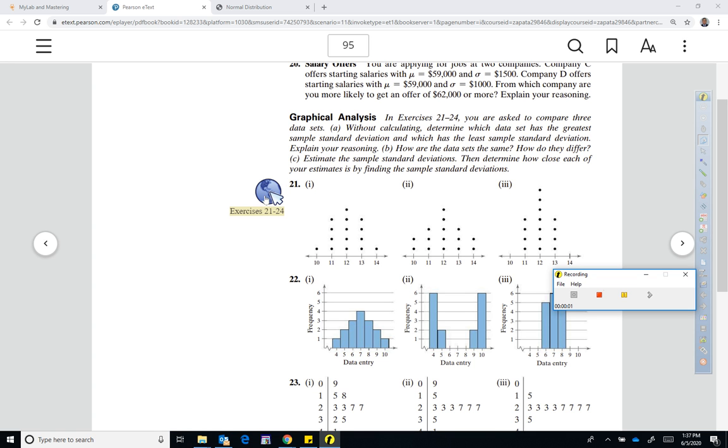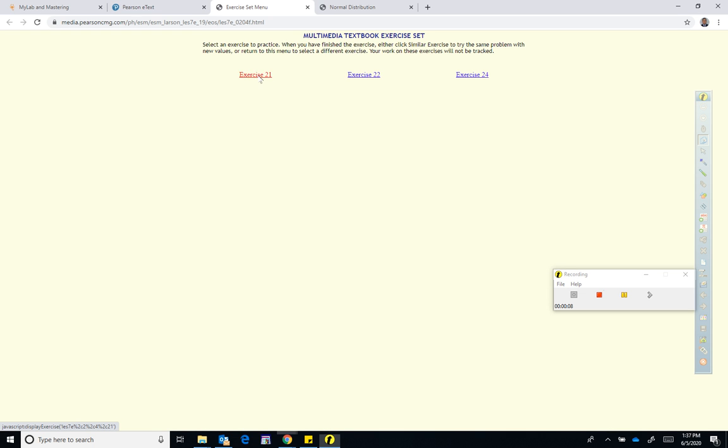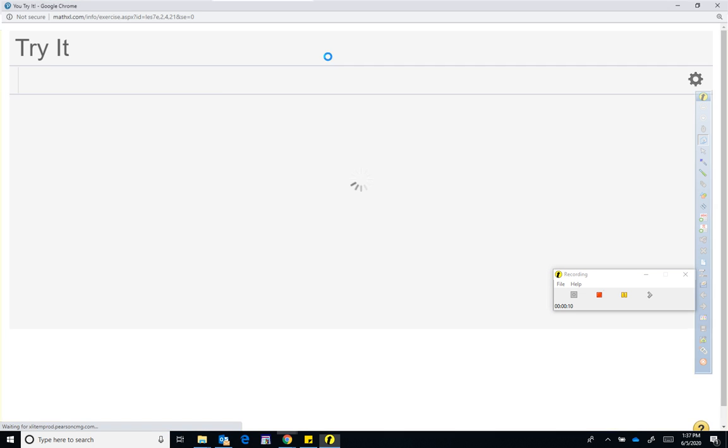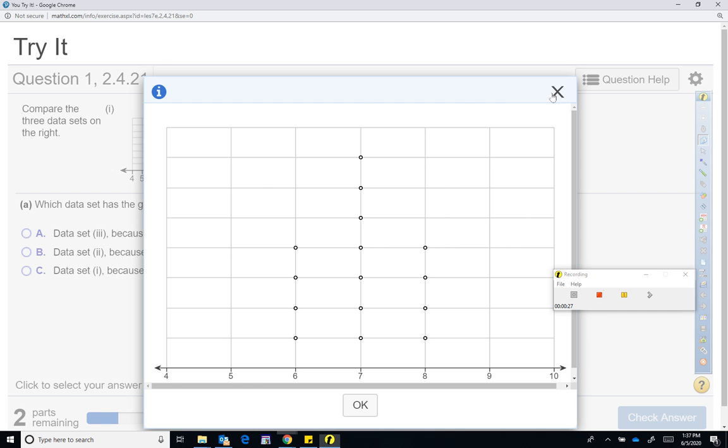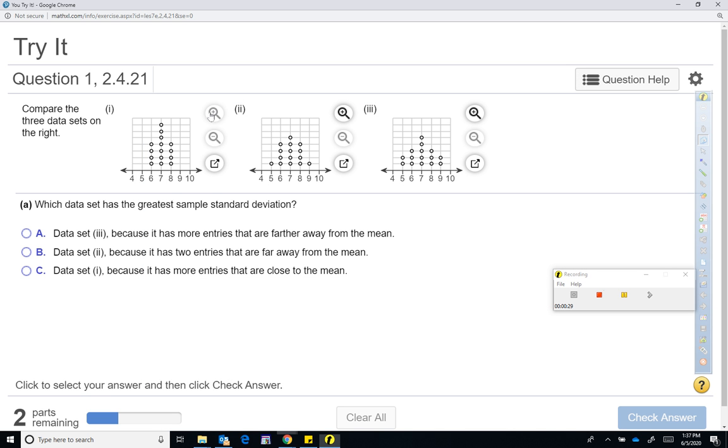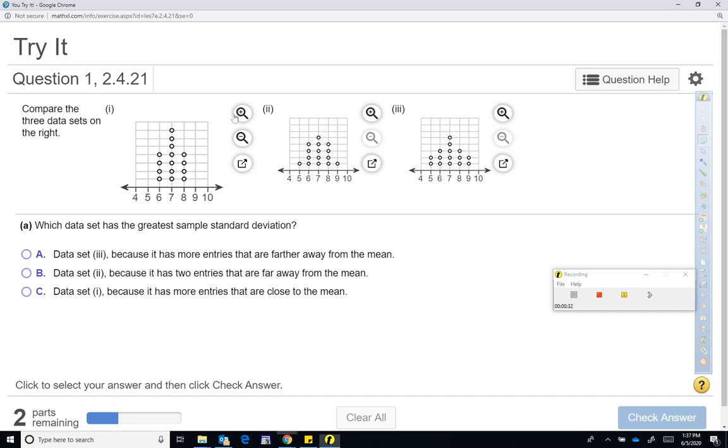I want to do some problems from the exercises 21 to 24 from the e-text. Let's start with 21. The information here is to compare the three data sets on the right. So this is the first one, I, 2I, 3I. You can click over here to magnify the graph, or you can click here to make a bigger graph.